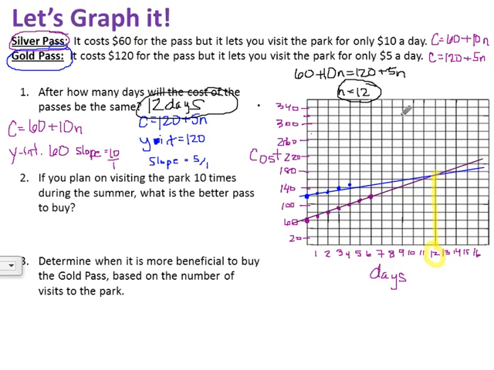But on your assignment this week, you will have to graph. And to find out when the deals are the same, it's going to be when your lines intersect. So now that we've got the graph, it's going to be helpful for answering our next two questions.